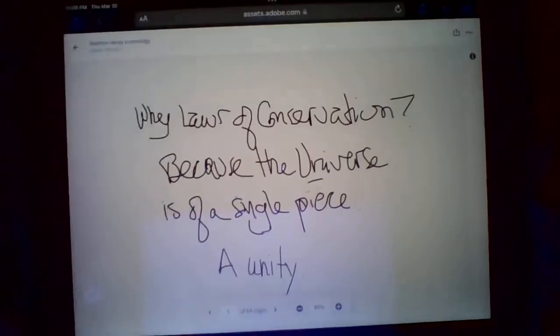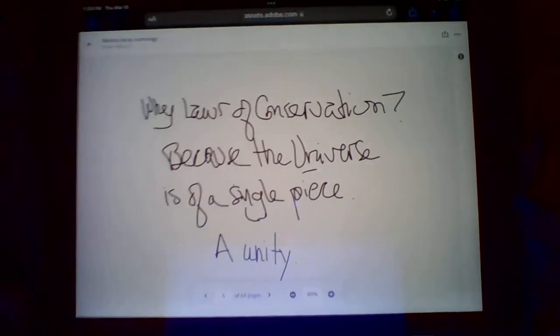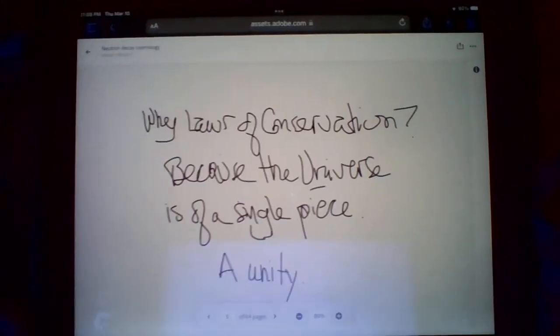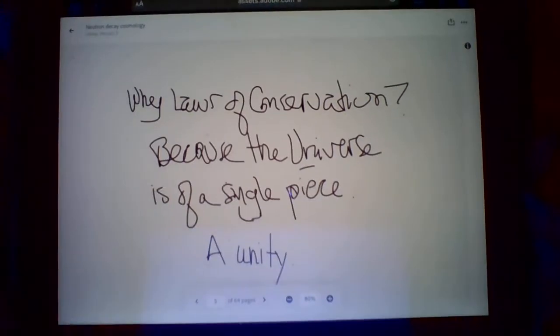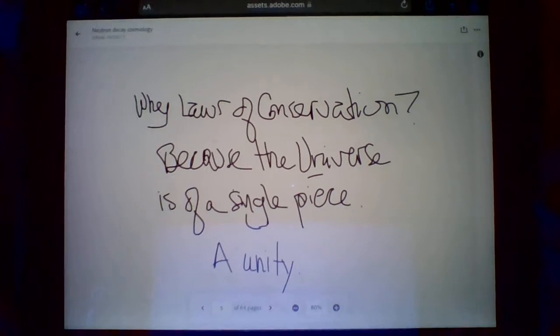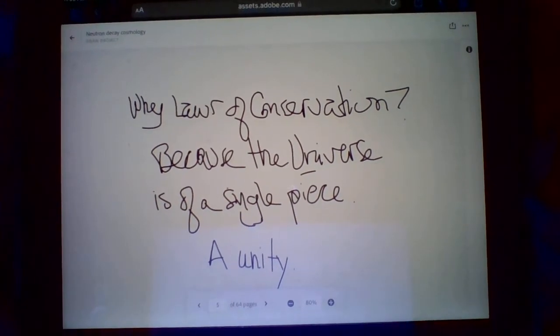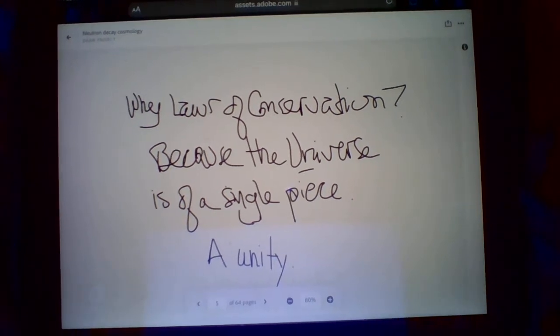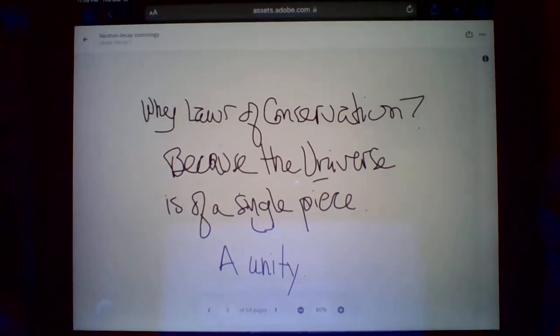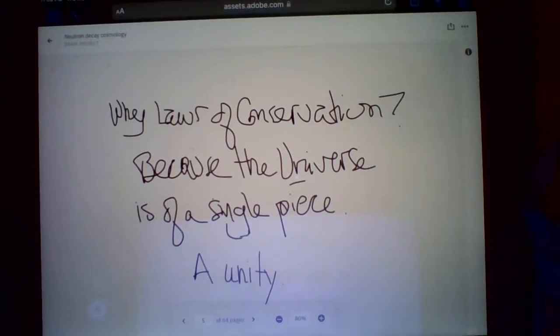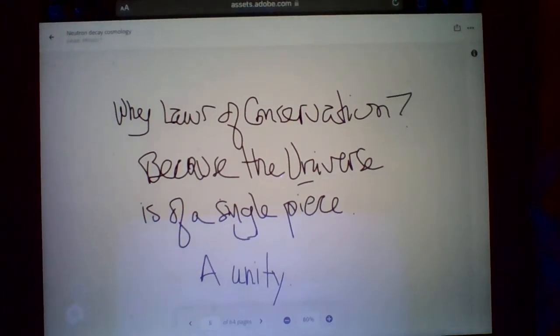Here. Why law of conservation? Because the universe is a single thing. While we see parts in it, its totality is a unity. It is a single piece. If you pinch here, then you've stretched there. There's reciprocity because there is a singularity to its totality.